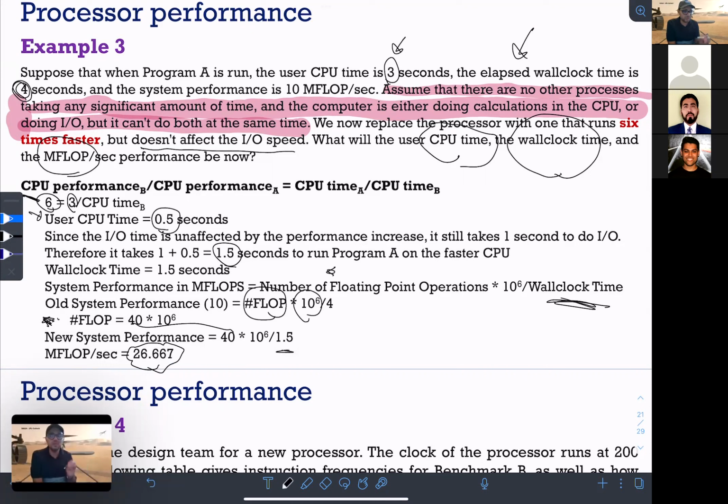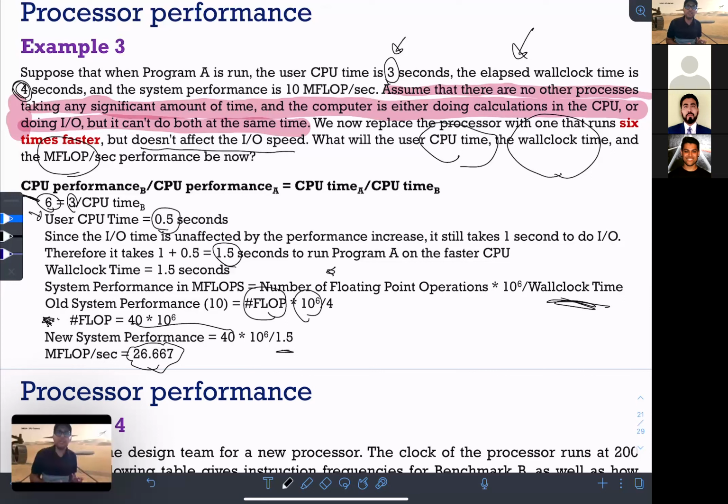Is there any question so far regarding this? Yes, Professor, I do have a question. For the old system performance you had the number of floating point operations, but how come it's 40 times 10 to the 6? Or is it just because you divided by 4? No, think about it. This equation has a numerator and denominator. Do you agree? Yes.